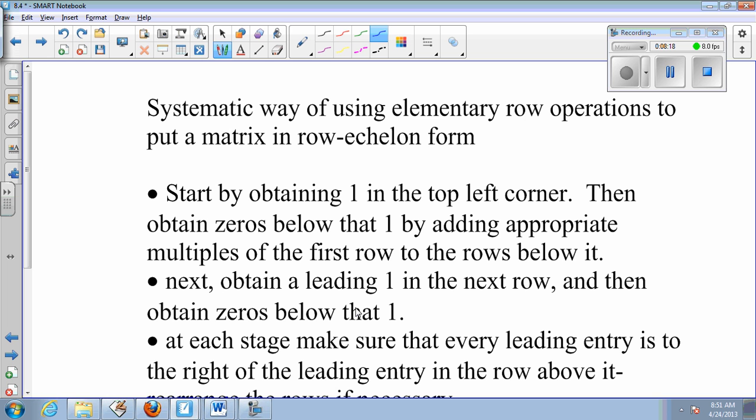So to use elementary row operations to put a matrix in row echelon form, we have some hints. We're going to start by obtaining 1 in the upper left corner, and obtain zeros below the 1 by adding appropriate multiples of the first row to the rows below it. Then we need to obtain a 1 in the next row, and then obtain 0 below it, and so on.